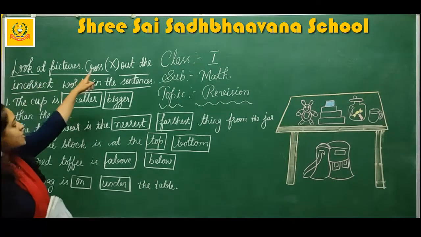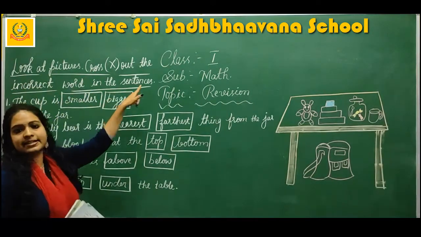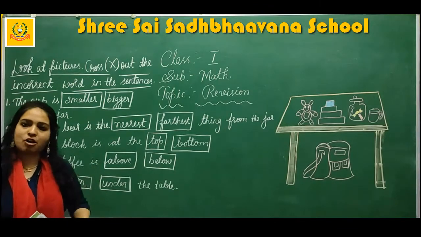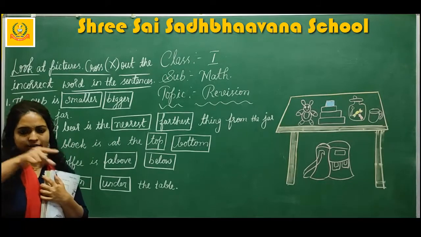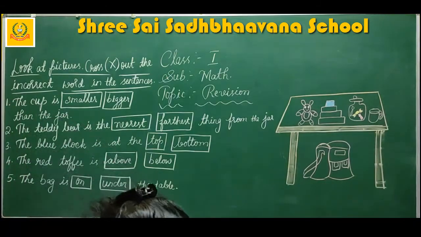So now here you see. Look at the picture, cross out the incorrect word in the sentences. Incorrect means which is not correct, which is not suitable. That we have to mark wrong. Okay? Yes. So shall we see now?